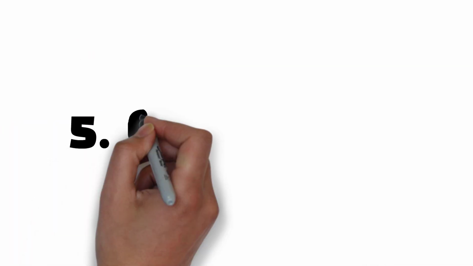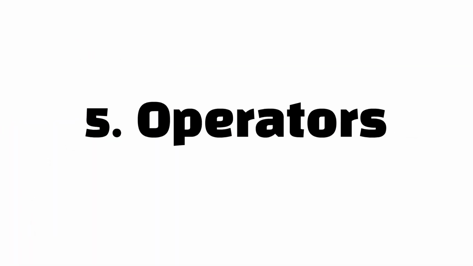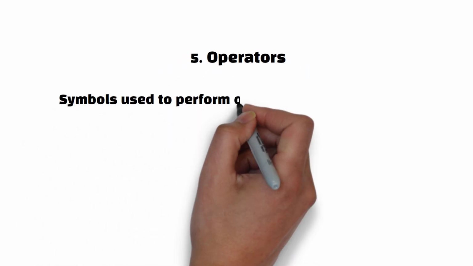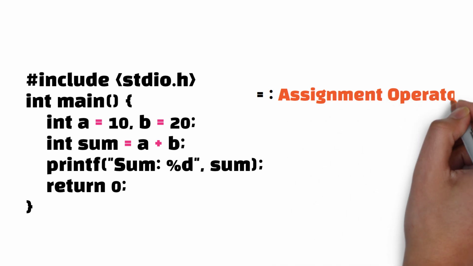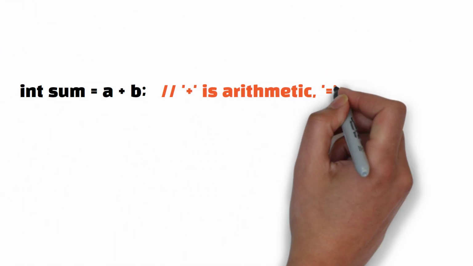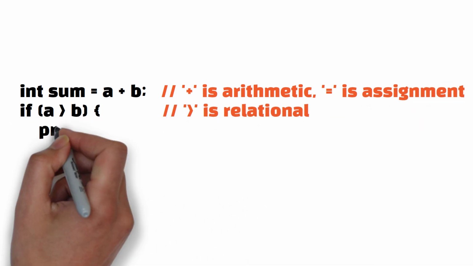Next, we have operators. These are symbols which are used to perform operations on variables and values. For example, in our program, the equal to sign is an operator, which is what we call as an assignment operator, and plus is an arithmetic operator. Operators help you manipulate data and perform comparisons or calculations.